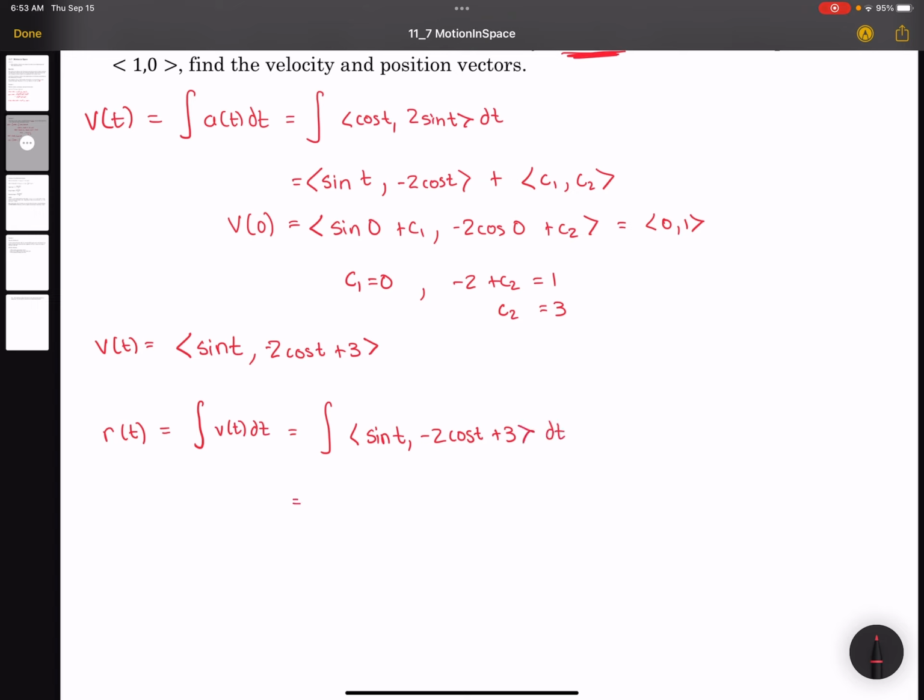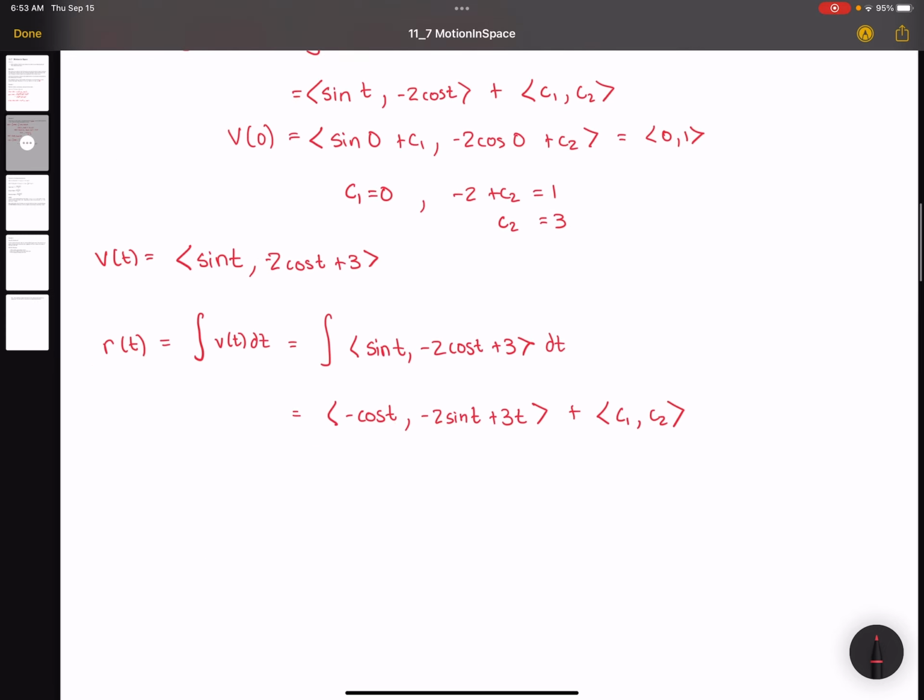And when we do this, we're going to get a vector that is negative cosine t and negative 2 sine t plus 3t, and again up to some constant that we'll have to solve for. I think we're given the initial position is 1, 0, so r of 0 is 1, 0, and so that means that when we substitute in 0 for t, we should get that 1, 0 vector.